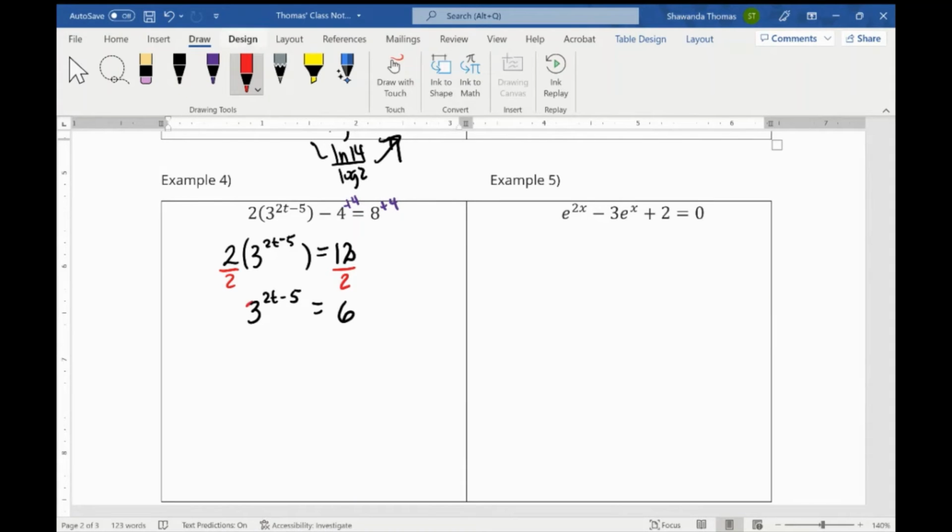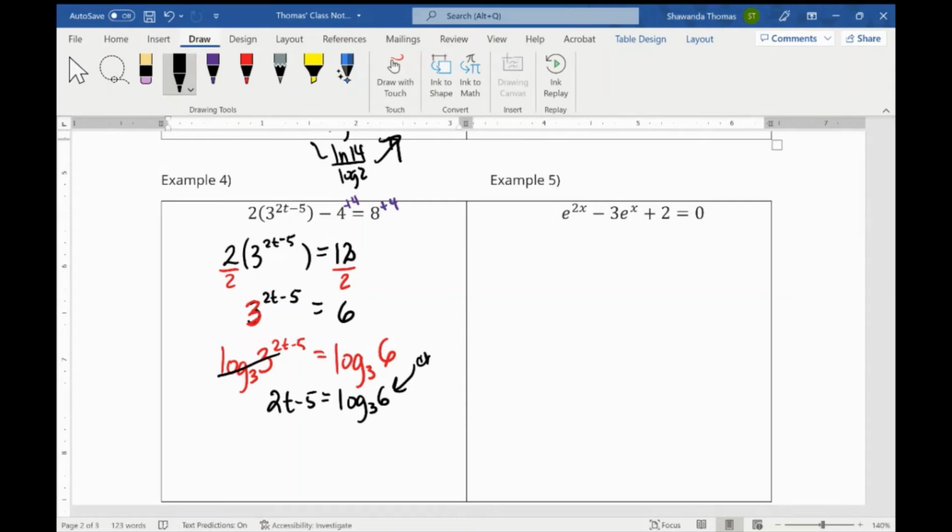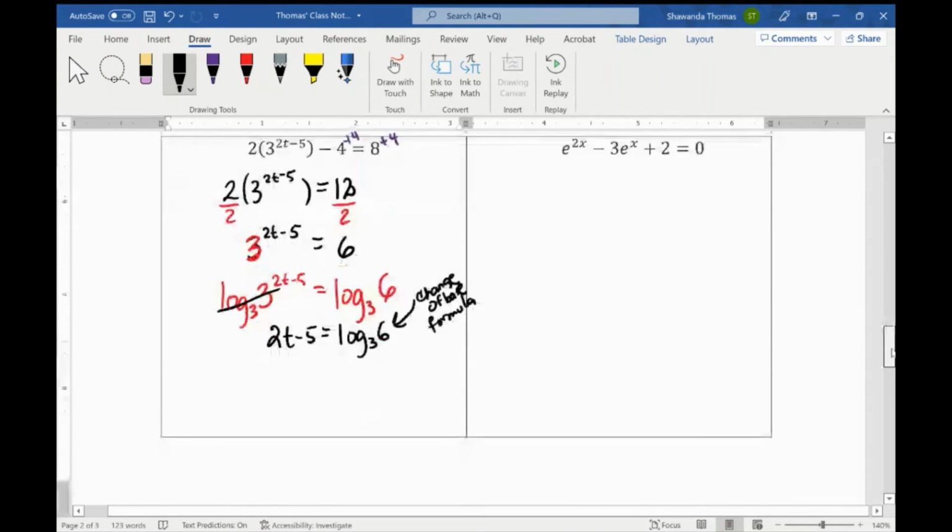We have a 3 here. So if we want to get rid of it, we need to do log base 3 on both sides. So log base 3 of 3 to the 2t minus 5 equals log base 3 of 6. That way, this cancels out. We're left with 2t minus 5 equals log base 3 of 6. Now we can use the change of base formula here. So just remember that eventually that's what we're going to use.